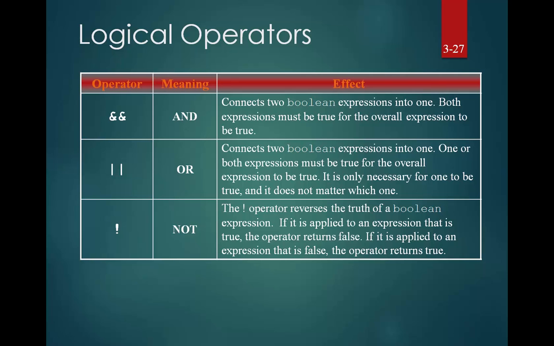So not is a unary operator, and it reverses the truth of a Boolean expression that comes right after it. In the previous example, we had A and B that were Boolean values. So if A is true, then not A would be false. So that's the most simple of the logical operators.